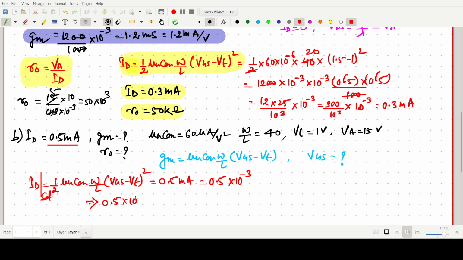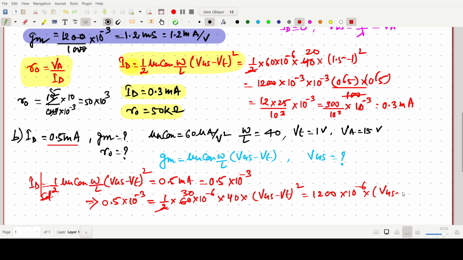0.5 into 10 to the power minus 3 is given. 1 by 2 mu n COX is given 60 into 10 to the power minus 6, W by L 40 into VGS minus VT. So I am just writing like this. Okay, this should be 30. So this should also equal 1 by 2 into 1200 into 10 to the power minus 6 into VGS minus VT whole square.